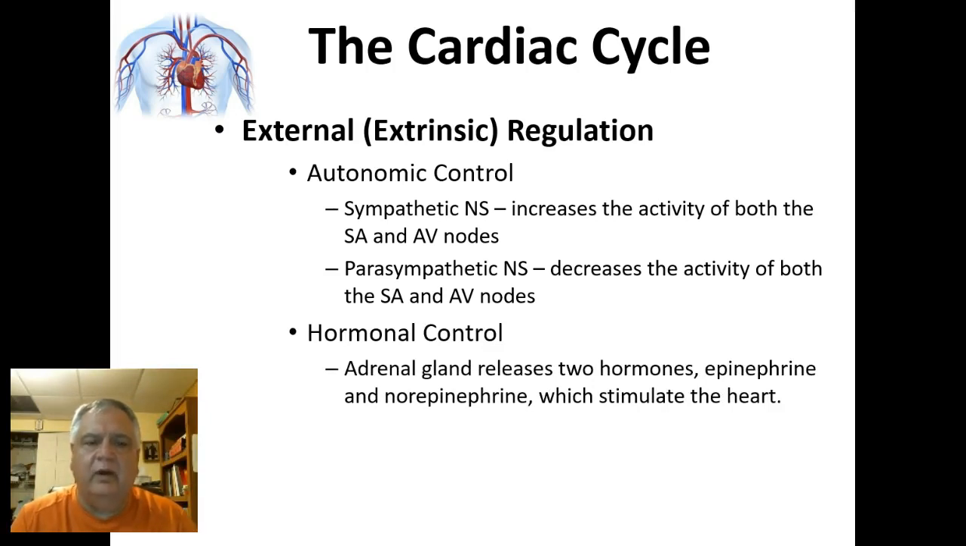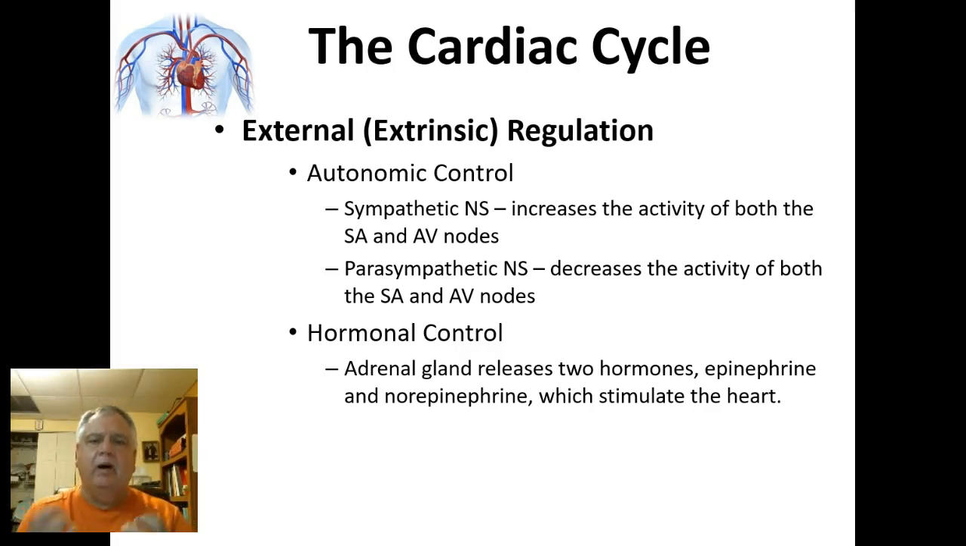Now, there's another component to extrinsic or external regulation as well. Heart rate is not only influenced by the autonomic nervous system, it's also influenced by hormones. And there are two hormones we primarily talk about here, and they are produced by the adrenal gland. These hormones are epinephrine and norepinephrine. And when released by the adrenal gland, they travel through the blood, and the SA and AV nodes have receptors, beta adrenergic receptors, for these two hormones.